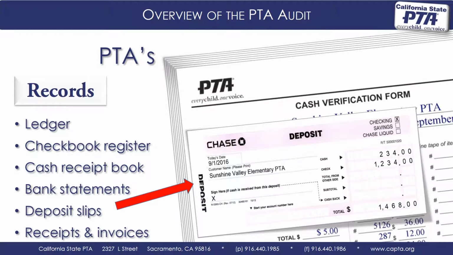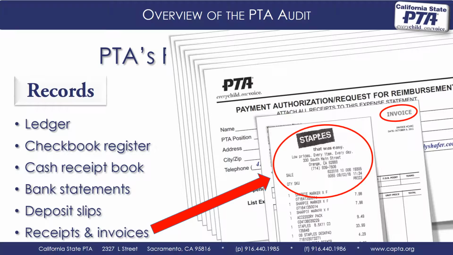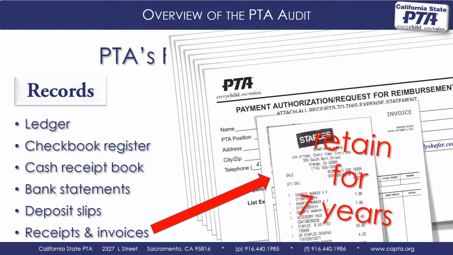Deposit slips are used to deposit funds to the PTA bank account. The original slip is given to the bank. A copy of the slip should be attached to the cash verification form that corresponds to the funds received. Deposit slips are retained for 1 year. Original receipts and invoices are attached to the payment authorization form that corresponds with the payment made. Receipts and invoices are retained for 7 years.